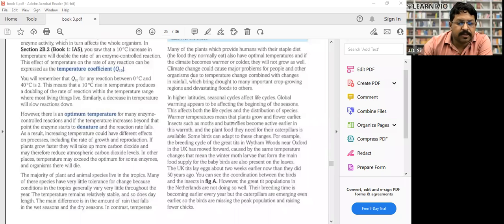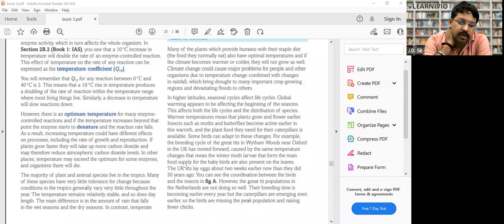Warmer temperature means that plants grow and flower earlier. Insects such as moths and butterflies become active in the warmer weather when the plant food they need for their caterpillars is available. Some birds can adapt to these changes. For example, the breeding cycle of the great tits in Wytham Woods near Oxford in the UK has moved forward because of the same temperature changes, because the gonads become active at the higher temperature in the birds.